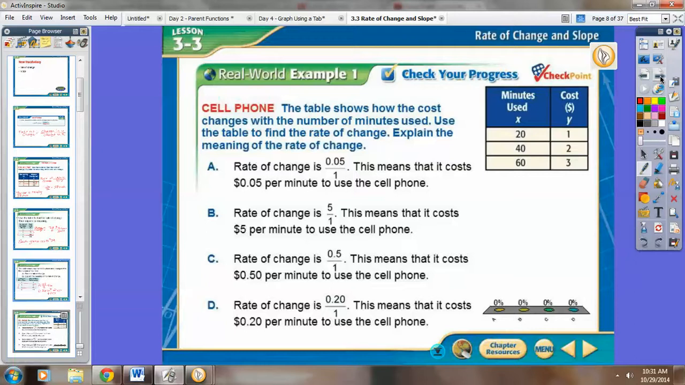So let's pick out two ordered pairs. This time I'm going to use the second two ordered pairs. Let's do change in y divided by change in x. Well, we find change in y. 3 minus 2 is? 1. Divided by change in x. 60 divided by 40. 1/20 is our rate of change.